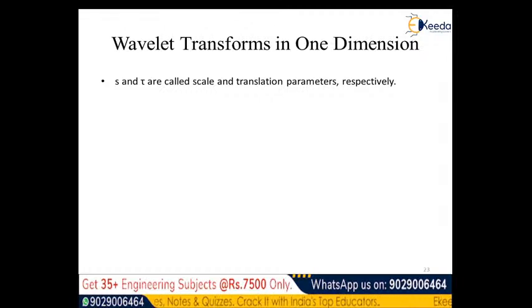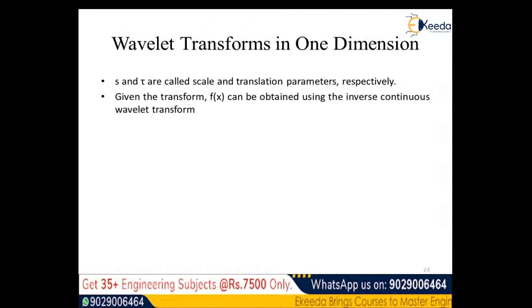Now if the transform is provided for the function f of x, that can be obtained using the inverse continuous wavelet transformation also. So the reversal of the forward is known as the inverse transformation. If we simply refer to the CWT, it will be the forward continuous wavelet transformation, and if we refer to the ICWT, it will be the inverse continuous wavelet transformation.